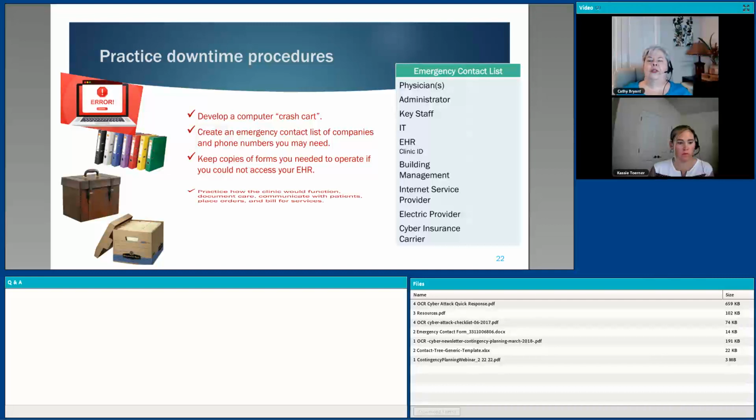And then once you have all this in place, you're going to want to practice how the clinic would function. How would you document care? How would you communicate with patients, place orders, and of course, eventually, how are you going to bill for the services?